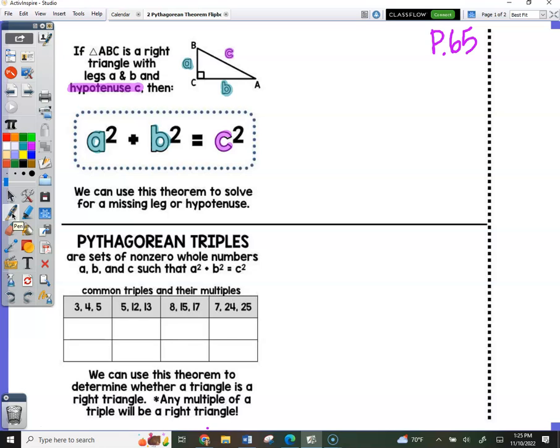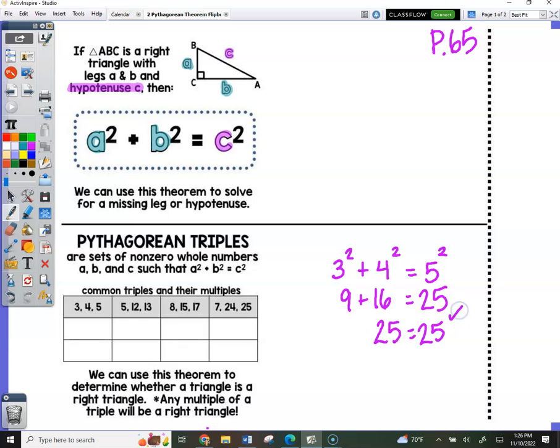The first thing you need to know is the vocab word Pythagorean triple. A Pythagorean triple means three numbers that, when plugged into the Pythagorean theorem, make a true statement. For example, 3, 4, 5. If I plug 3, 4, and 5 into the Pythagorean theorem, I get 9 plus 16 equals 25. What's 9 plus 16? 25. And that's a true statement. So that's called a Pythagorean triple. It came from 3, 4, 5.